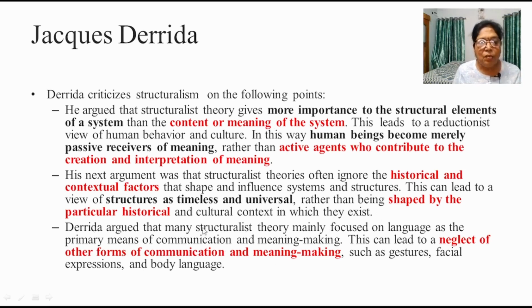Derrida argued that many structuralist theories mainly focused on language as the primary means of communication and meaning making. He argued that structuralists are focused merely on the use of language. This can lead to the neglect of other forms of communication and meaning making. He said that for communication and meaning, the only thing that is there is not language, rather communication is also done through gesture, through facial expression, through body language, and structuralists are not giving any importance to all these things. In that manner, the theory of structuralism does not appear to be quite foolproof to Jacques Derrida.